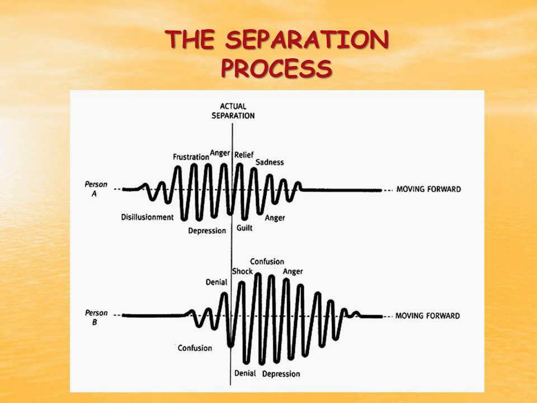The separation process is shown here on this slide as several stages that a person goes through when they are in the process of separating. As you can also see in this slide, the process can be different for different people, often dependent on who is the first person in the couple to be considering separation. In this example, person A, let's call him Alan, becomes disillusioned by the marriage. By the way, this is normal for all relationships.